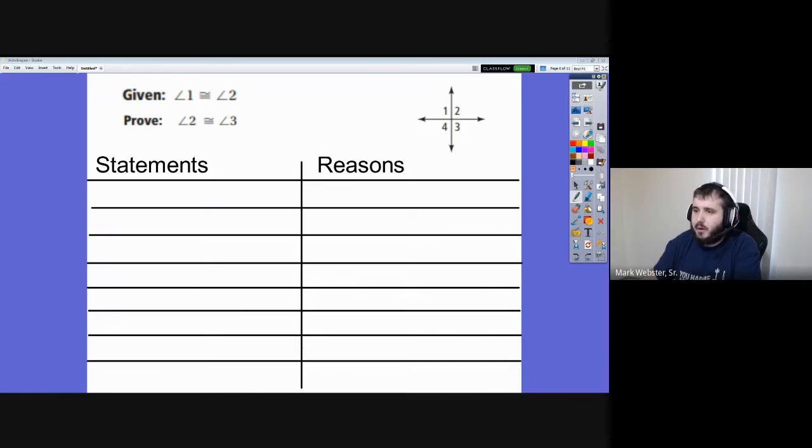Okay, so let's talk this through. We always make our given statement the first step. Angle 1 is congruent to angle 2. Why? Because they gave it to us. So we already know that angle 1 is congruent to angle 2.